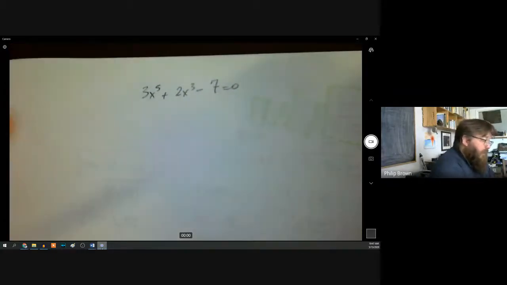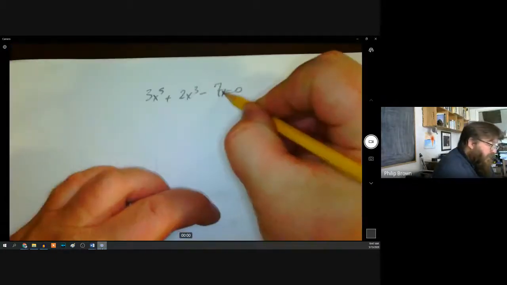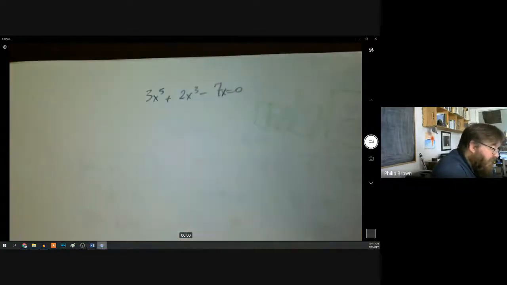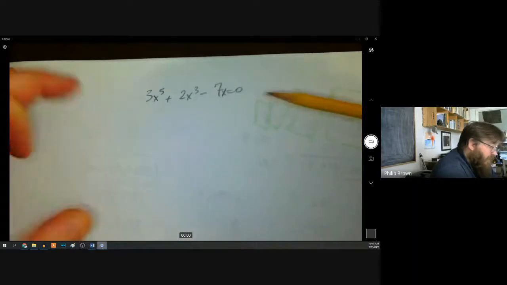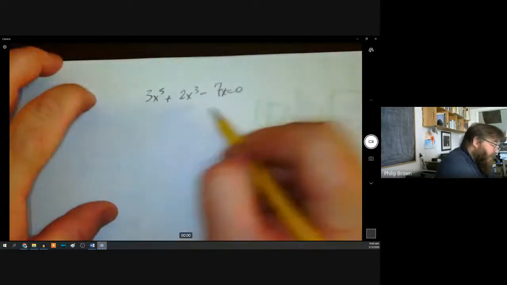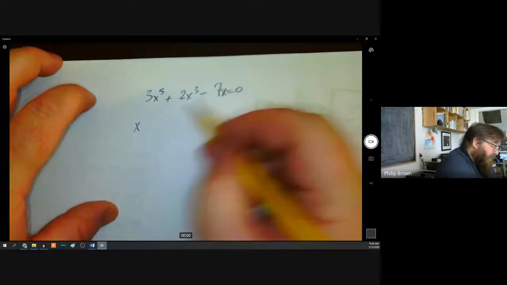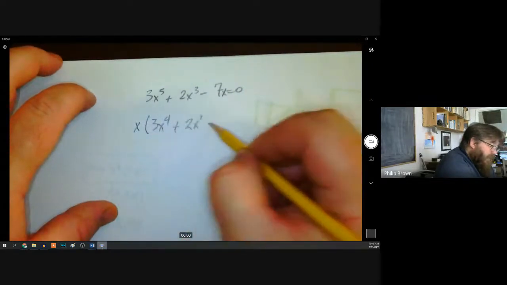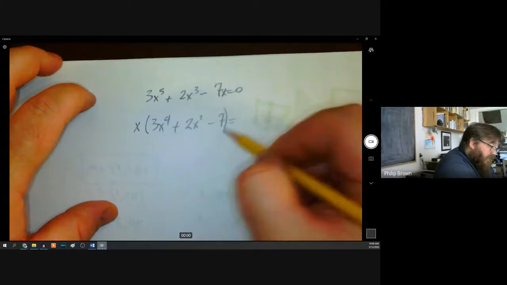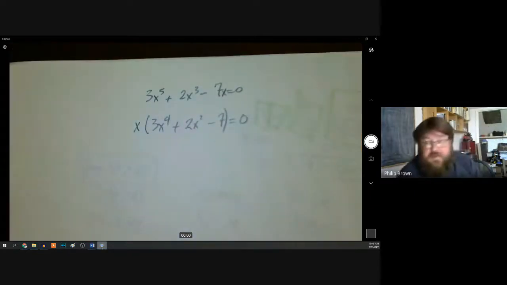All right, so this one right here. So here's what we're going to do. We're going to find all of the solutions to this, right? And it's factorable. So we can take out, for sure, we can take out an x. Do you see? You can have 3x to the fourth plus 2x squared minus 7 equals 0. Good to go so far?